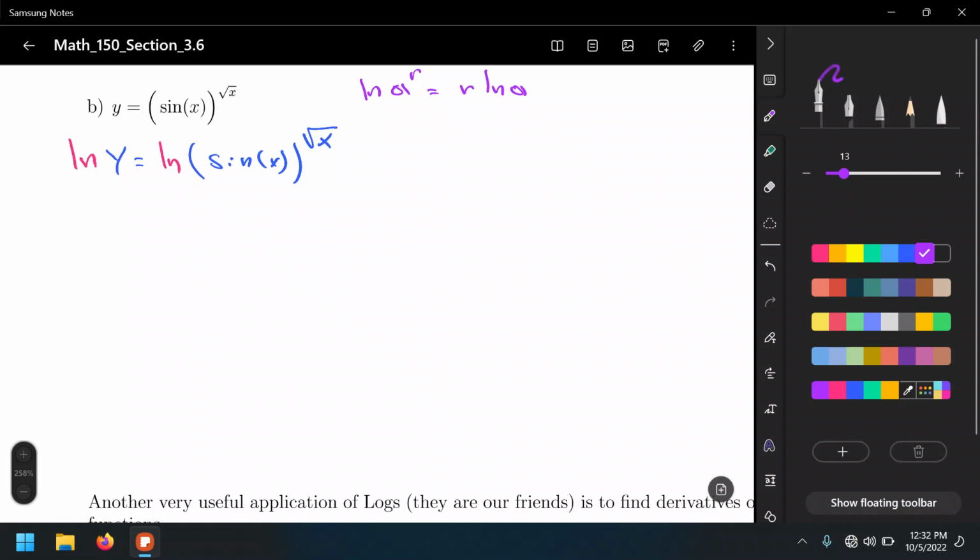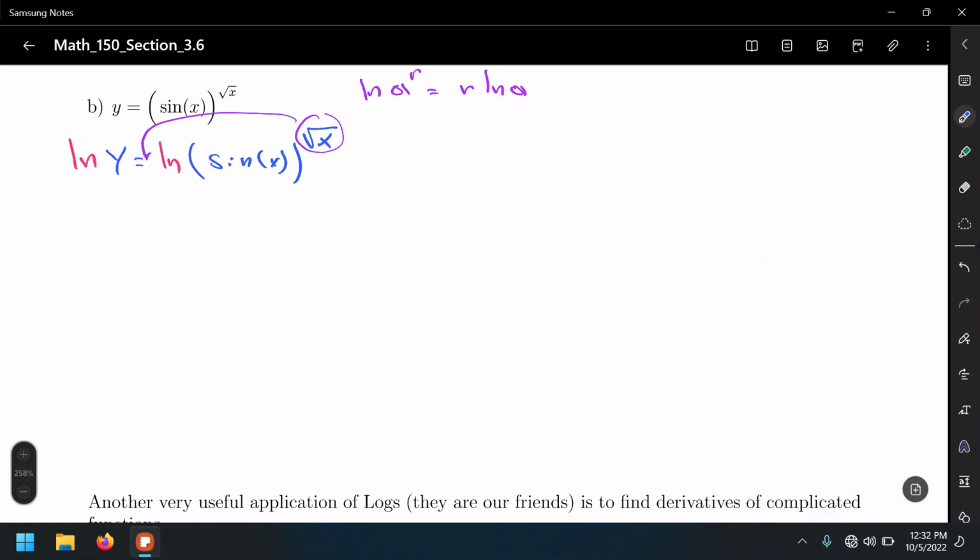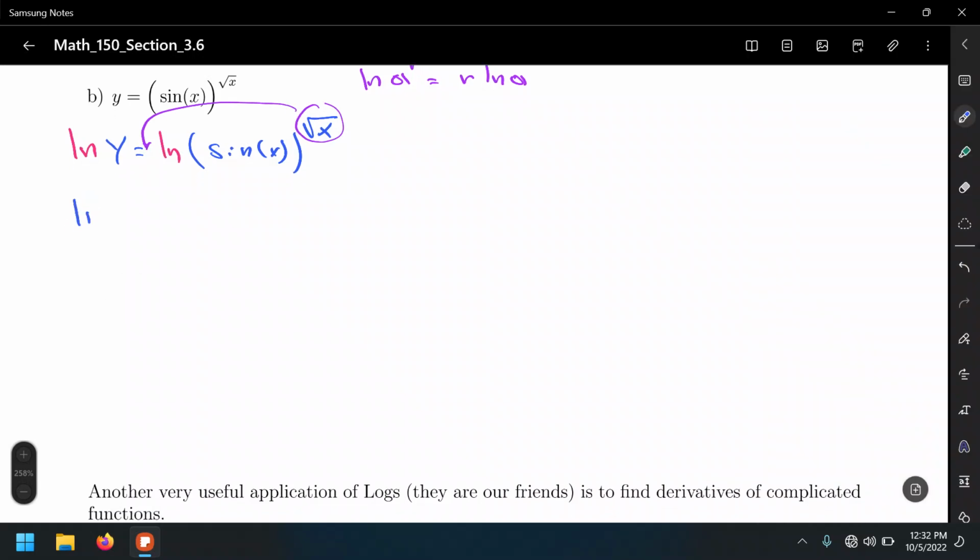Well, in this case, we're going to have this power become the coefficient of the natural log function. So this is ln of y equals square root of x ln of sine of x. And we're almost ready to differentiate this function, except that we have this radical here. We cannot just differentiate the radical as is.